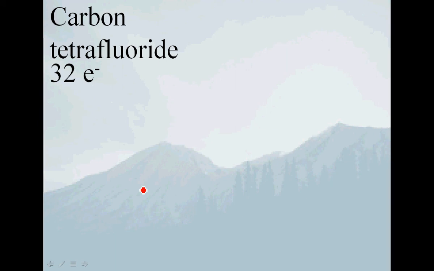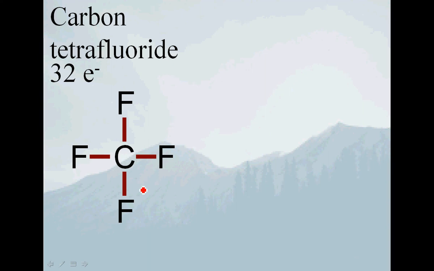The next step is to draw the skeletal structure, carbon being the lowest electronegativity element of the 2. It's in the center, it likes to have 4 bonds, and there is our structure. So we already have 2, 4, 6, 8 electrons drawn. We still have 32. Okay, so we have remaining electrons. So we go to step 3, which says place remaining electrons around the outer atoms.